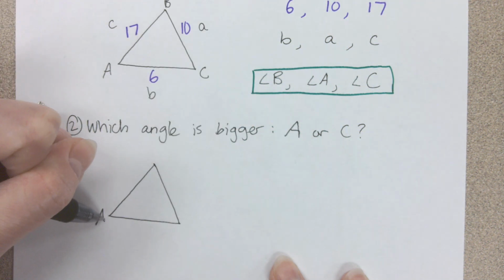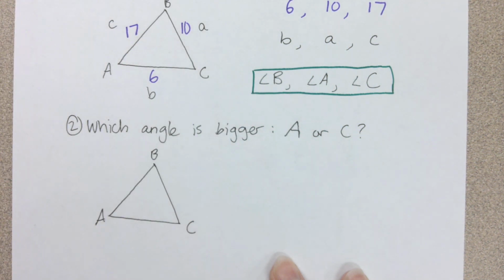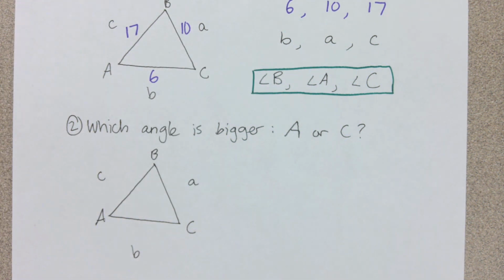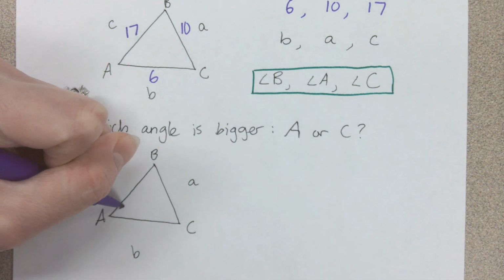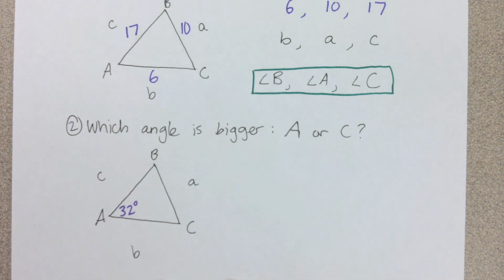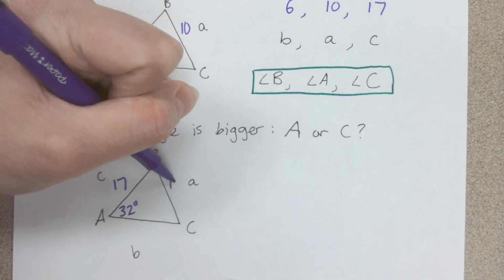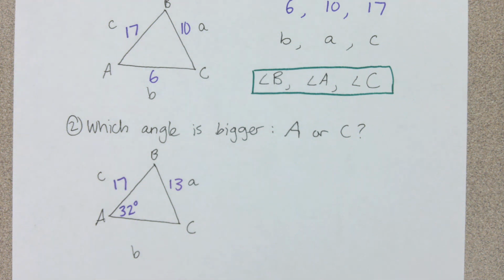I'll have this set up in the same orientation, just with new numbers. Let's say that angle A is 32 degrees. Side C is 17, and side A is 13. Can you explain why? Because 17 is bigger than 13.